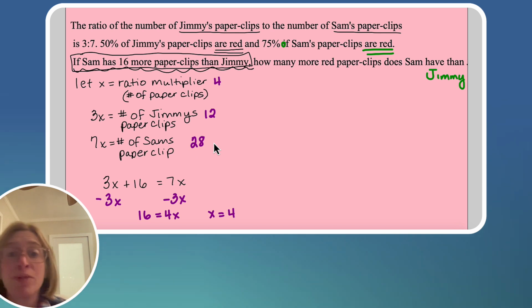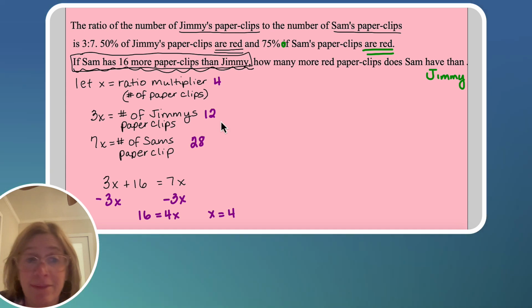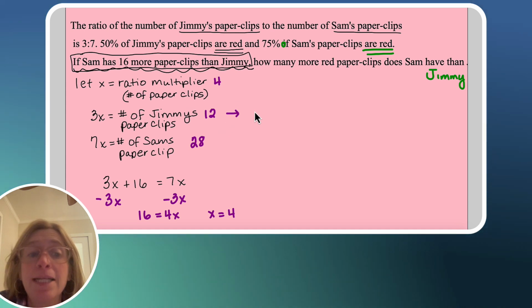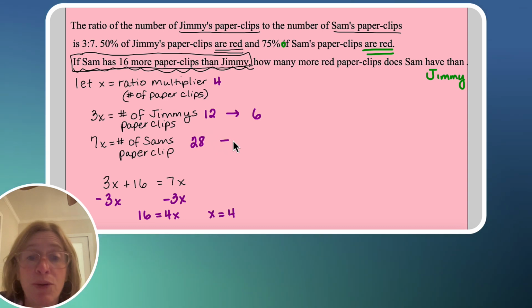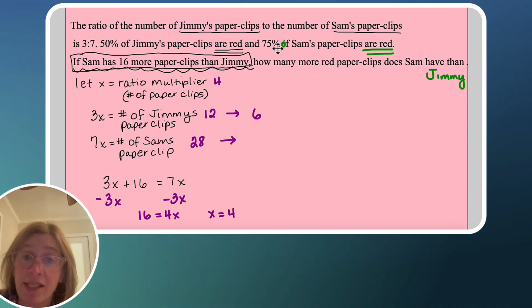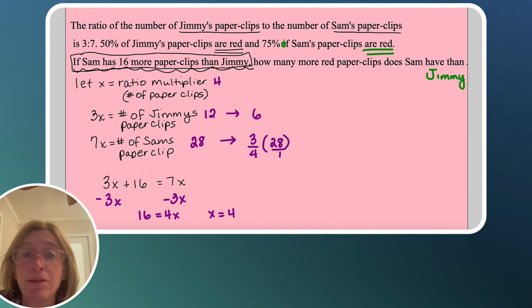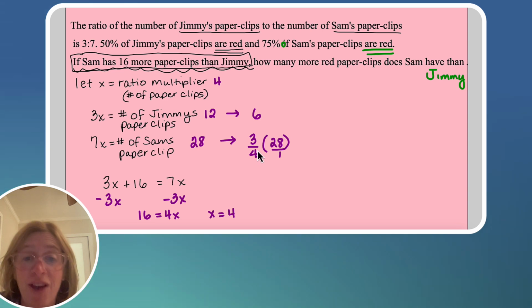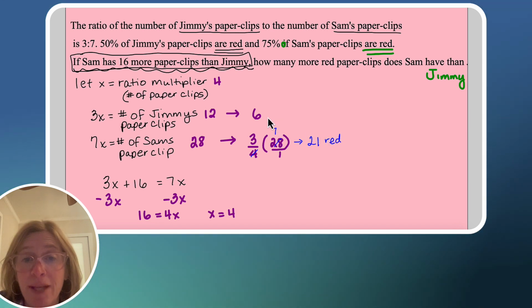Now it says that 50% of Jimmy's paper clips are red, so we know that 6 of Jimmy's are red. And 75% of Sam's are red, which means 3/4. So I'm going to do 3/4 times 28. Remember, it's a little fraction here, so I can simplify. 4 goes into 28 7 times. So it looks like Sam has 21 red, and Jimmy has 6 red.